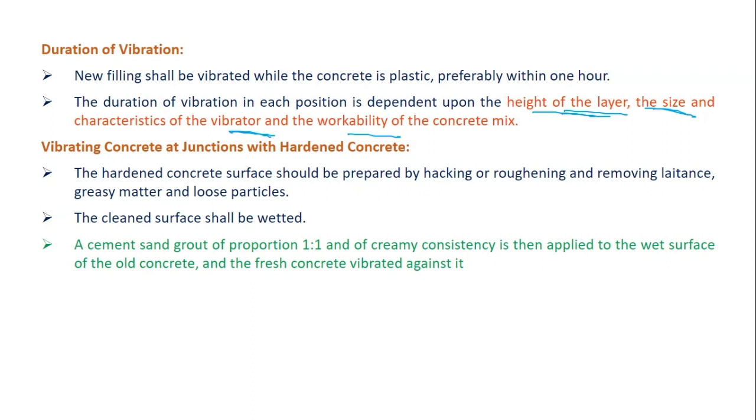And vibrating concrete at junctions with hardened concrete. As I told you, when there is old concrete and now there is new concrete that you have placed, and you are vibrating this fresh concrete, what you need to do is use a cement grout of 1 to 1 proportion, one cement and one sand, and prepare a creamy consistent paste, and apply it on the wet surface of the old concrete. Then fresh concrete has to be put and it has to be vibrated.